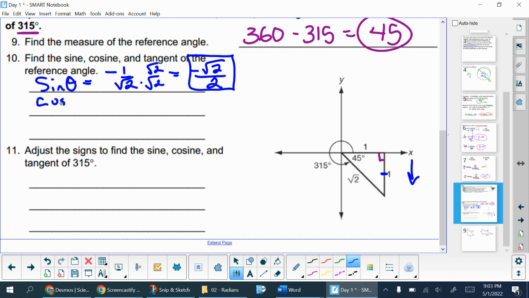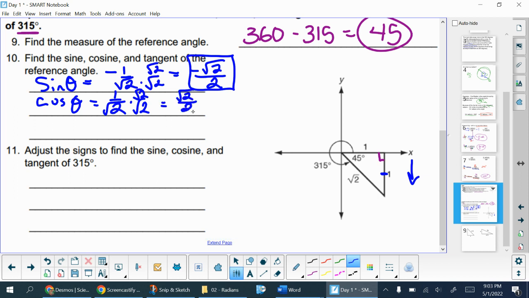My cosine of theta, my adjacent is 1, my hypotenuse is root 2, so I get 1 over root 2. I'm going to do the exact same thing here. So it was root 2. Multiply by root 2 over root 2. So I get root 2 over 2. There's my cosine of theta. Then my tangent of theta. Opposite is negative 1. Adjacent is 1. And negative 1 divided by 1 is just negative 1. There's my tangent of theta.